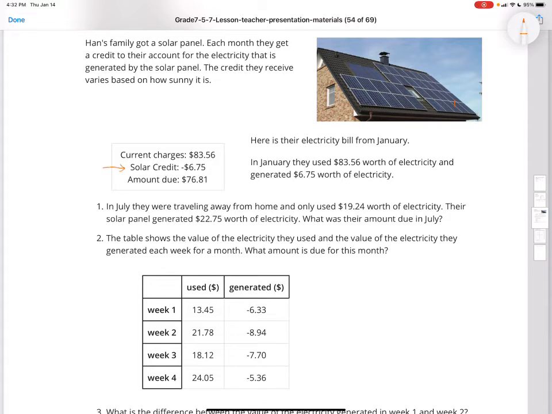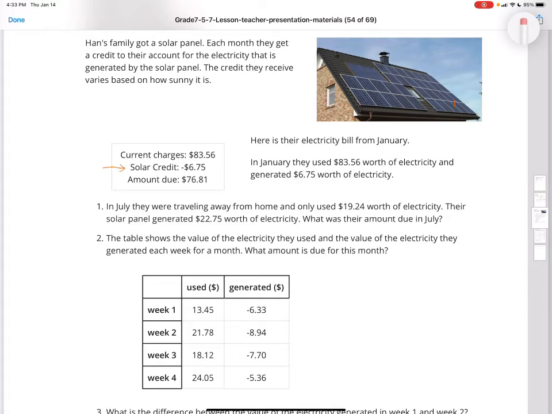So before we jump into this lesson, I want to go over what it means to have credit or be credited. This is like a discount. That's why you see a subtraction sign. It's like a coupon. So basically, what this family did, they're using the solar panels, and it's helping with their electricity bill. So that's why it lowered their bill. Okay. So let's jump into question 1.